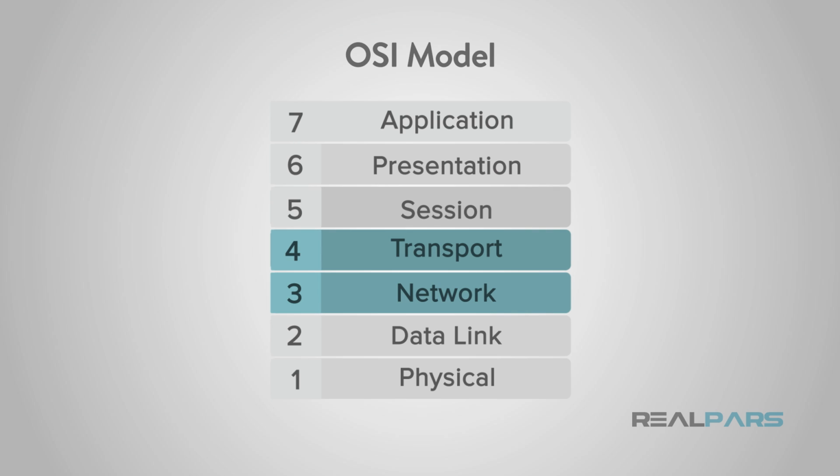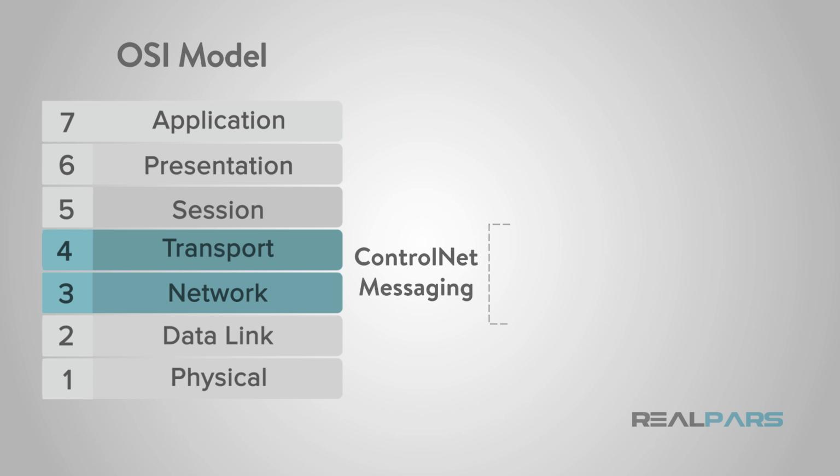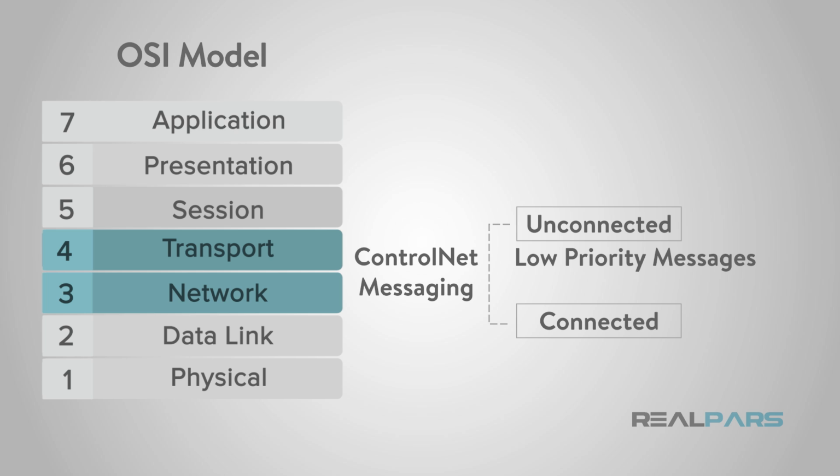In the network and transport layers, ControlNet has two forms of messaging: unconnected and connected. Unconnected messaging is used when establishing connections or for low-priority messages that do not happen frequently. Connected messaging uses settings in each node, such as frequent explicit messages or real-time I/O data. ControlNet also uses RPI, or requested packet intervals, to determine how often you want I/O data to be transmitted during the scheduled NUT. To sum it up, the NUT tells you how often the entire logical ring or network is updated, and the RPI tells you how often the devices ask to transmit on the ControlNet network.